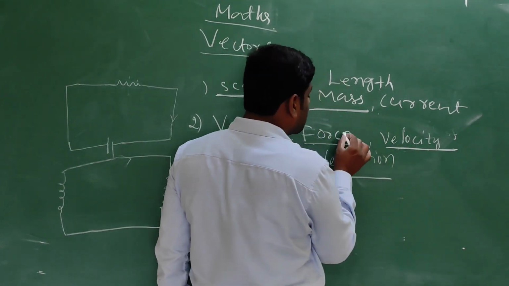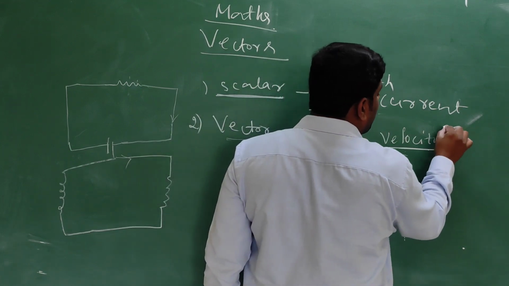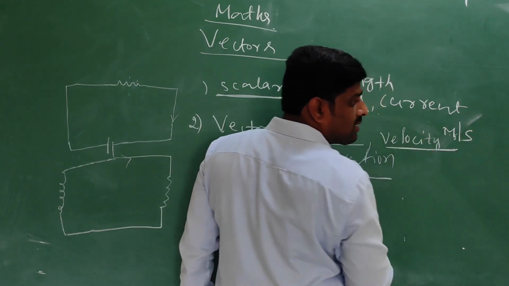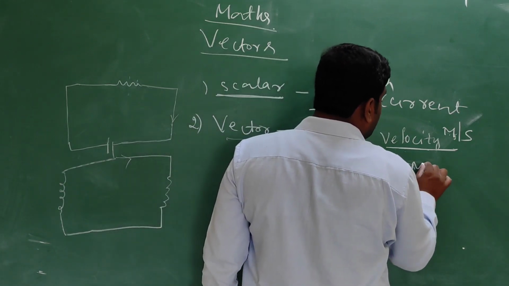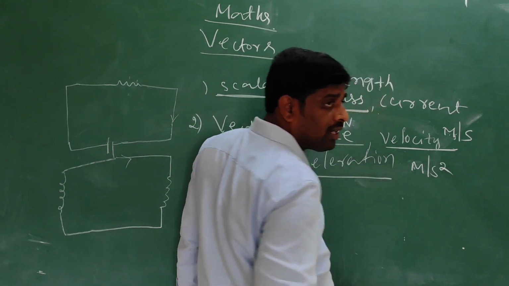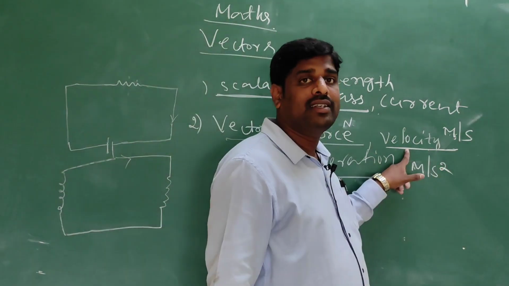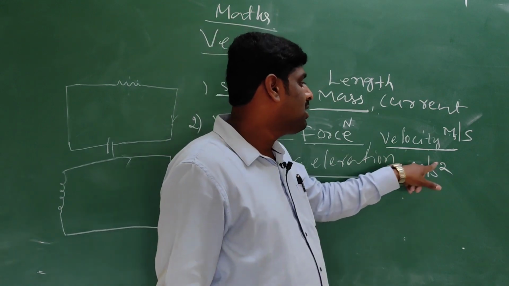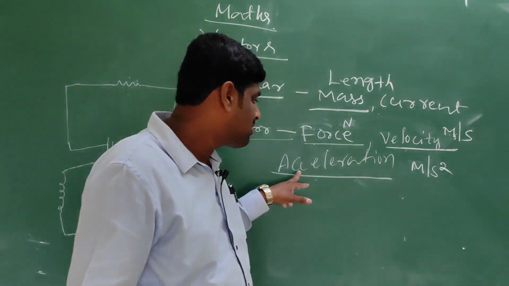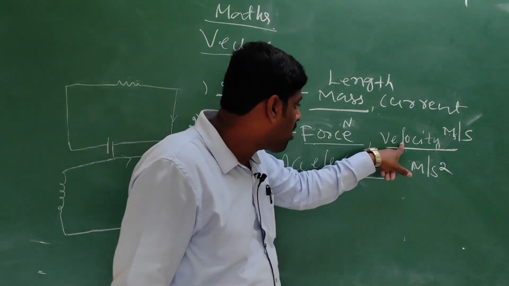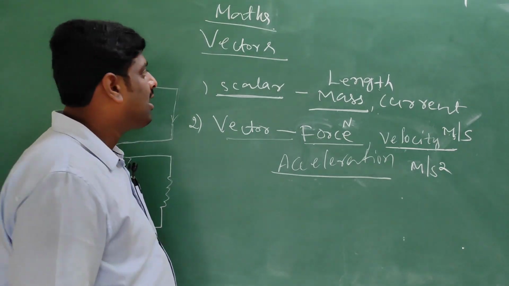Force unit is Newton. Velocity unit is meter per second. Acceleration unit is meter per second square. These also have direction, so these are called vectors. I think all of it is clear.